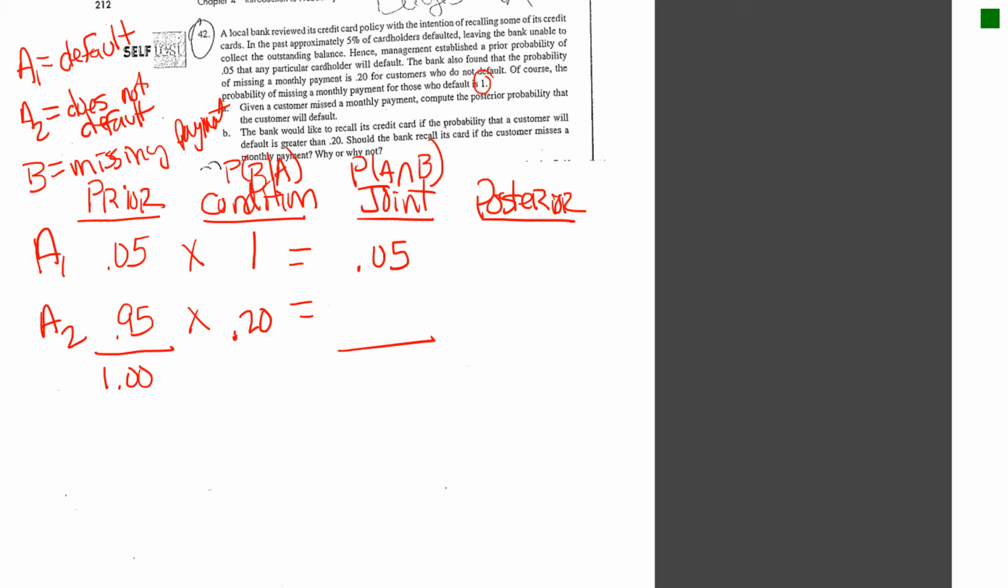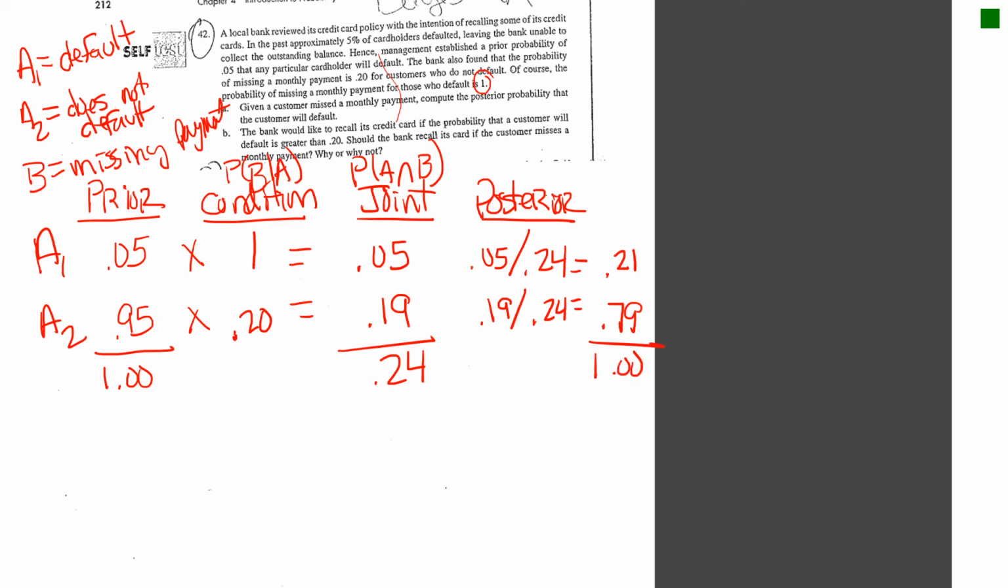When you take 0.20 and multiply by 0.95, you get 0.19. So I'm going to put that right there. And then, of course, add these down, you get 0.24. And then your last step would be to take 0.05, divide that by 0.24, and 0.19, divide that by 0.24. And so 0.19 divided by 0.24 gives you about 0.79. That's going to go right there. And 0.05 divided by 0.24 is going to give you about 0.21. And of course, notice that does add up to 1.